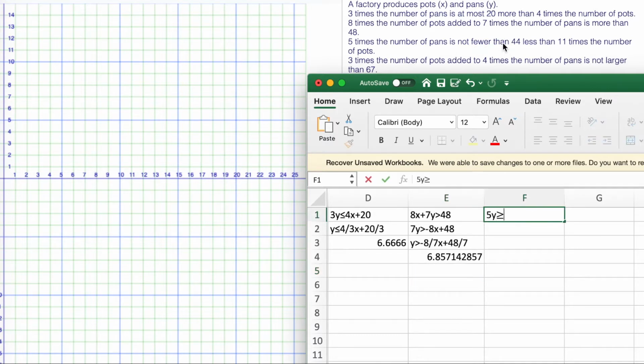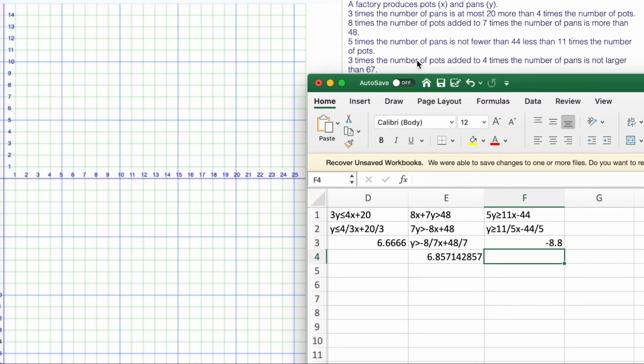And the next one, 5 times the number of pans, 5y, is not fewer than, that means greater than or equal to, 44 less than what? 11 times the number of pots, so 11x. 44 less than that, minus 44. And then I want to get rid of that y, so I'm going to divide everything by 5. 44 divided by 5, which is 8.8. Minus 8.8 is our b value.